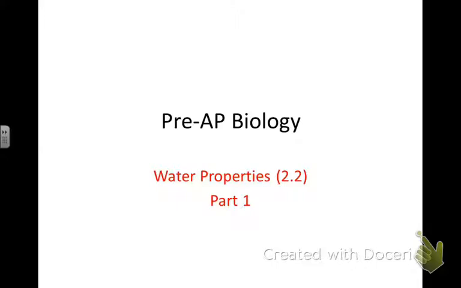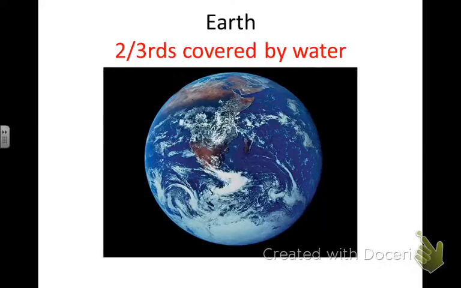And the first thing on the notes, it says that water makes up 70 to 95% of our bodies. That's crazy. We're mostly water. And it's also 70 to 95% of the earth, too. So there's lots and lots of water on the earth, in all the oceans and rivers and things like that.